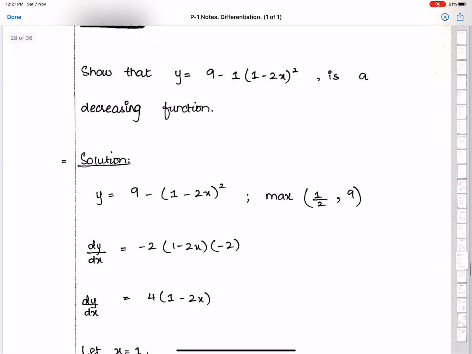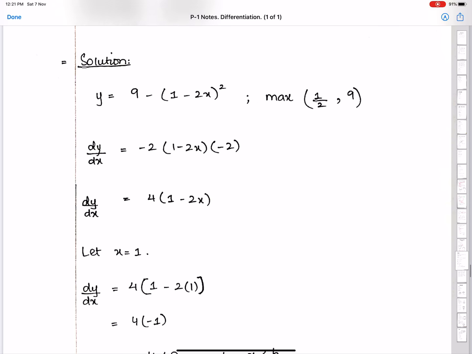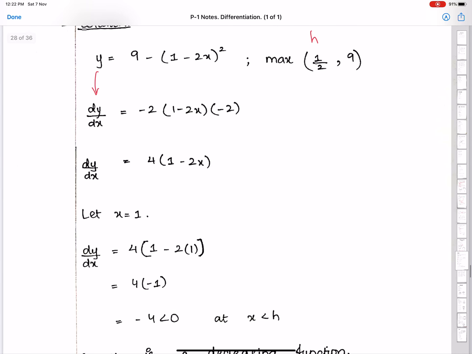Well, this is a quadratic function, and show that this function is a decreasing function. Well, we need to get the gradient of this function first, and its h is half. So we need to substitute any value which is greater than half. So let's suppose x is 1 because this value is greater than h. You can suppose any value, 2, 3, 4, 5. Anything which is greater than half should be substituted in the gradient.